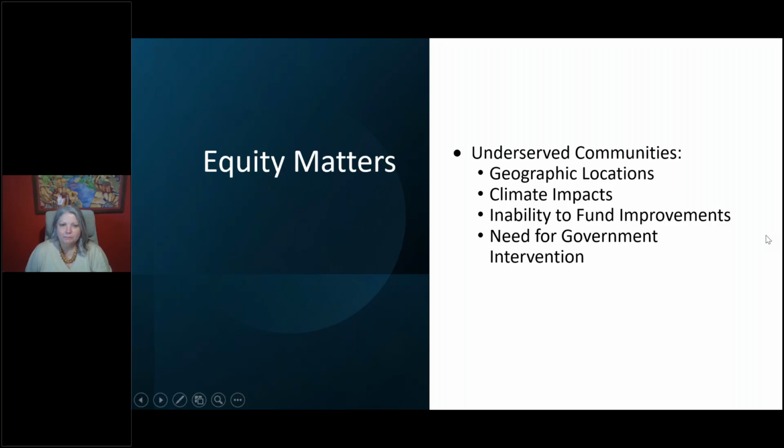And so we really just need to make sure that when we are designing programs of any sort, any kind of policy, that we're thinking about ways to get benefits to those areas that are geographically disadvantaged. Climate impacts are higher there. These folks don't have the ability to fund their own improvements. So there's a need for government intervention there. Go to the next slide.